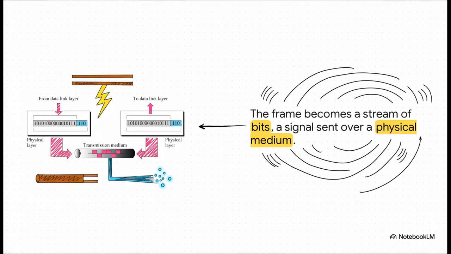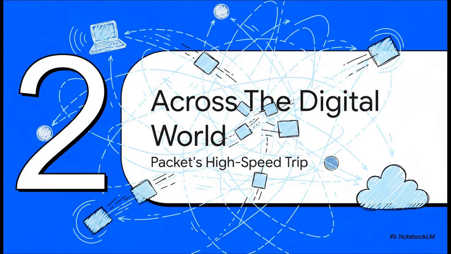The fully wrapped frame, which is just a collection of ones and zeros, gets converted into an actual real-world signal, a pulse of electricity in a copper cable, a flash of light in a fiber optic line, or a radio wave flying through the air. And just like that, our message is officially on its way. Okay, so our packet is all packaged up and has been sent out. Now for the really fun part, the high-speed journey across the digital world.